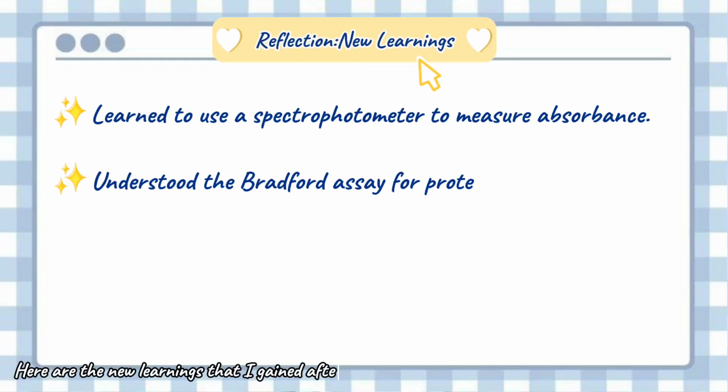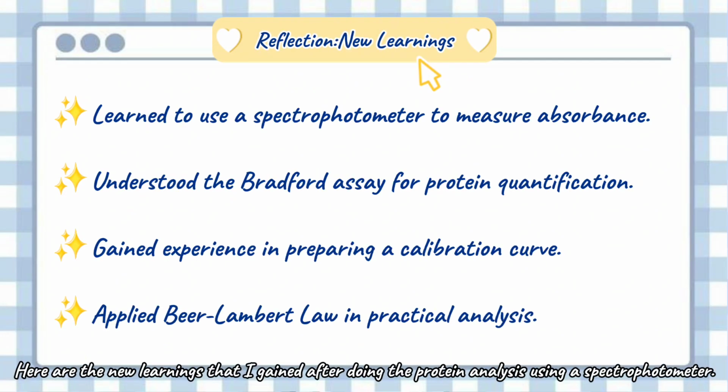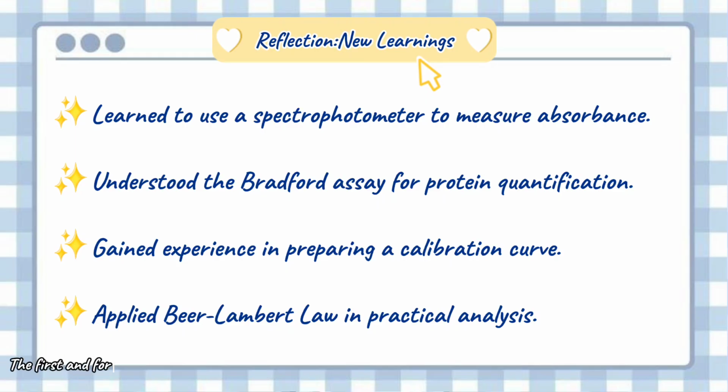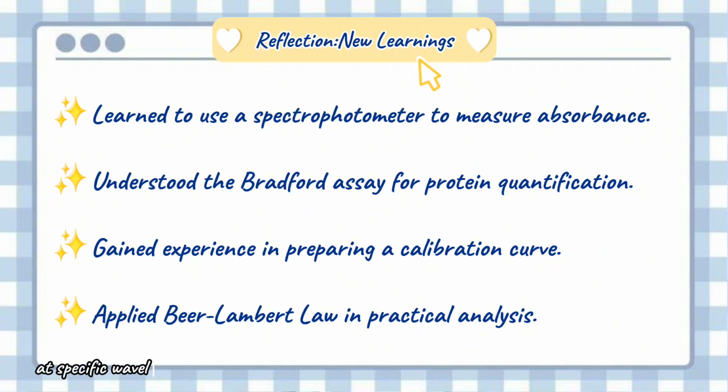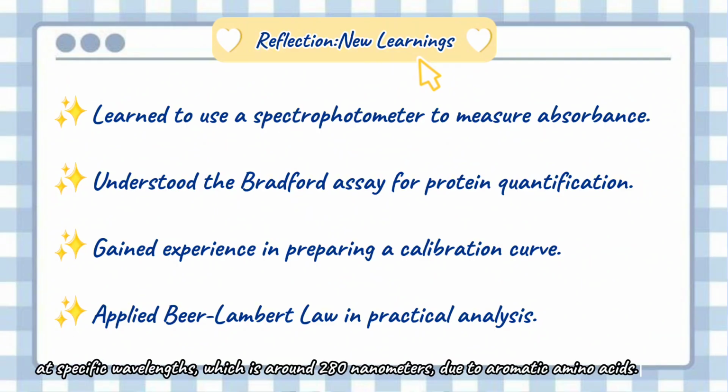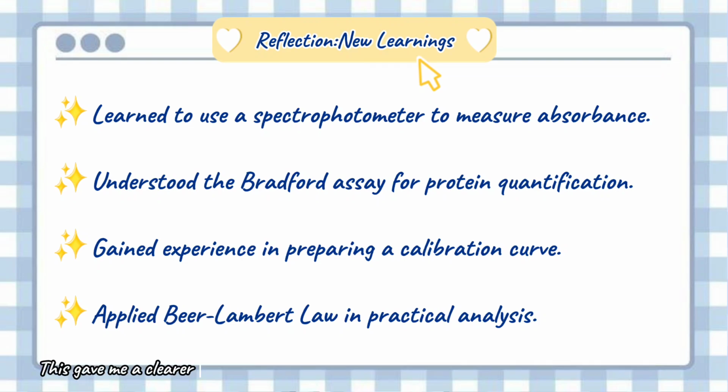Here are the new learnings that I gained after doing the protein analysis using a spectrophotometer. The first and foremost is that I learned how spectrophotometry works based on the principle that proteins absorb light at specific wavelengths, which is around 280 nanometers due to aromatic amino acids. This gave me a clearer picture of how light absorption correlates with the concentration.